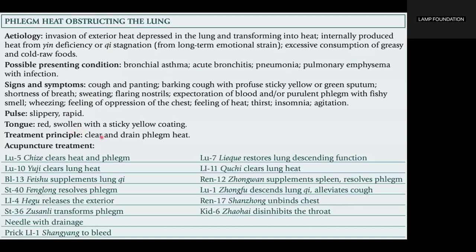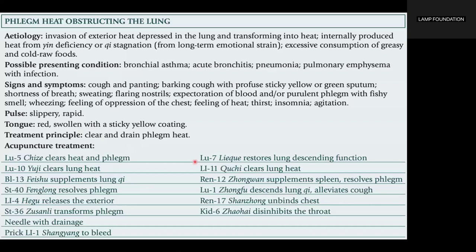Treatment principle: clear and drain phlegm heat. Acupuncture treatment: Lung 5 to clear heat and phlegm. Lung 10 to clear lung heat. Bladder 13 to supplement lung qi. Stomach 40 to resolve phlegm. LI 4 to release the exterior. Stomach 36 to transform phlegm.